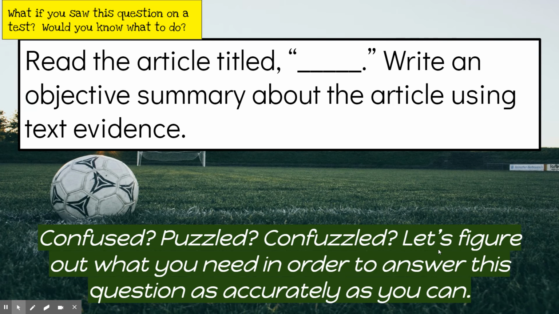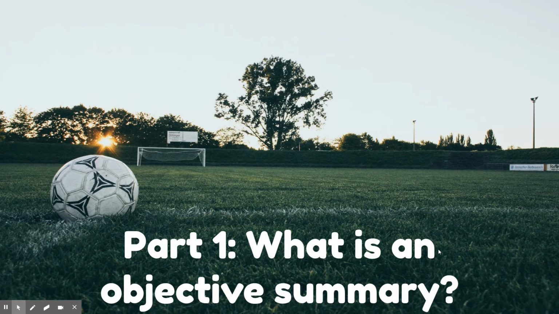But what if you saw this question on some type of test? It says, read the article titled blank, so whatever that article was, write an objective summary about the article using text evidence. Would you know what this question is asking? Would you know how to actually write one? Okay, so what is an objective summary?